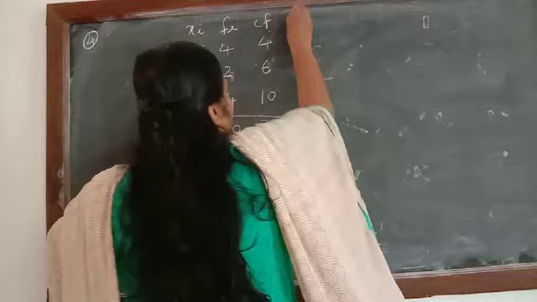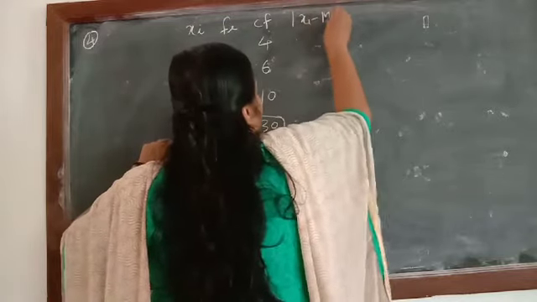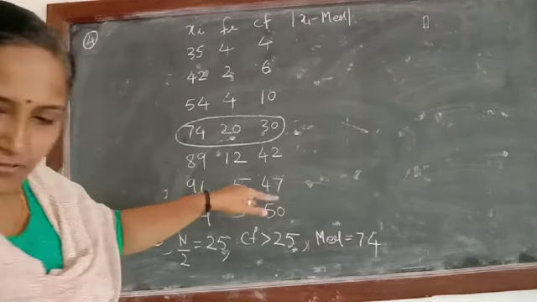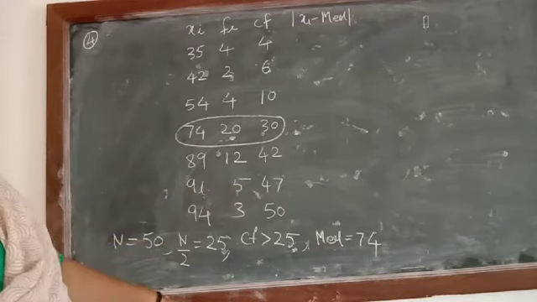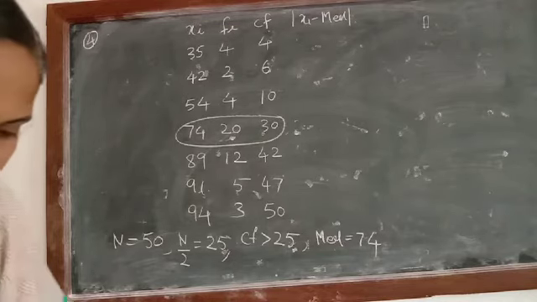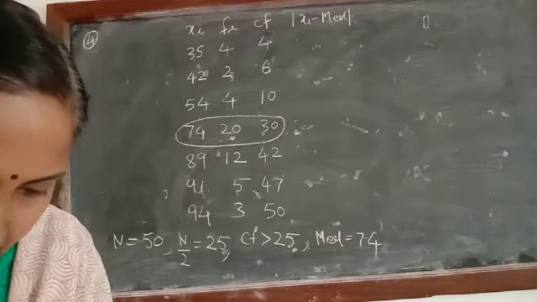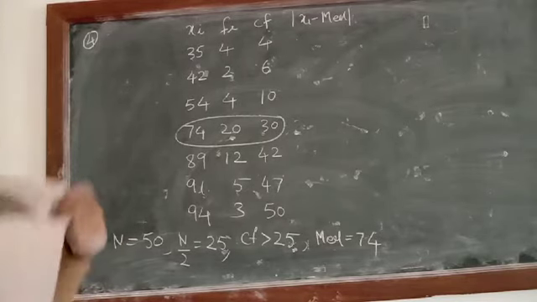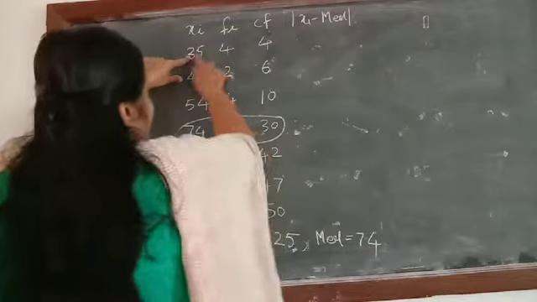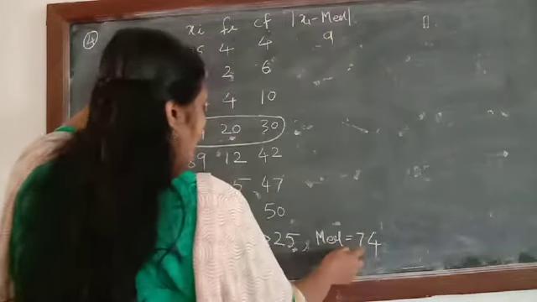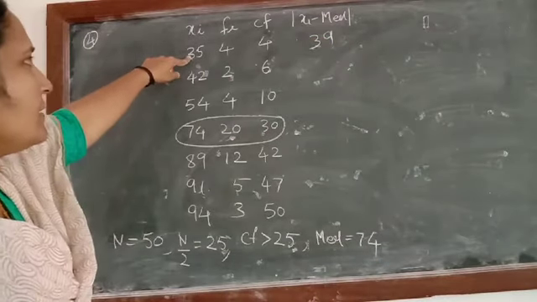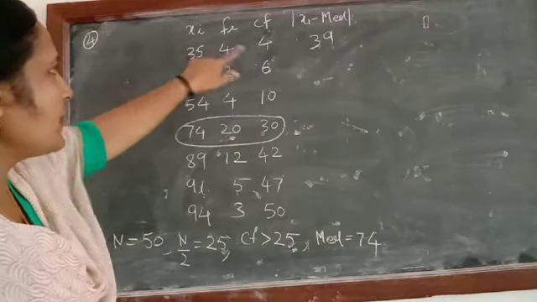Now we will write down there modulus of xi minus median. Now we will subtract from the median there. So first it is equal to 74 minus 35. What will be 74 minus 35? 14 minus 5 is 9, and 6 minus 3 is 3. So we are getting here 39. 74 minus 35 is 39.